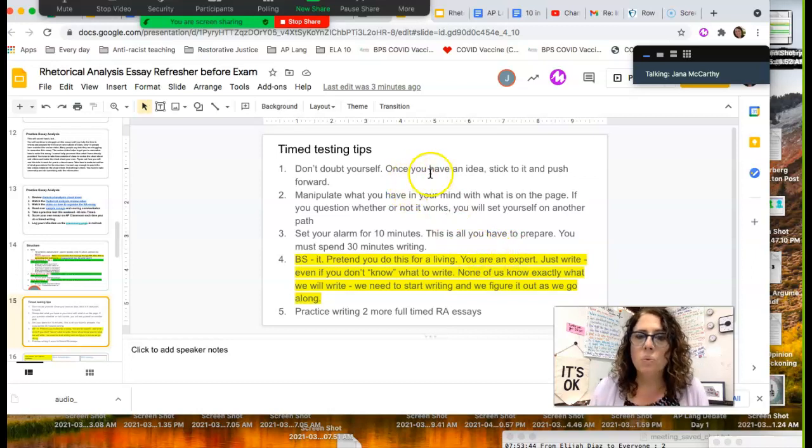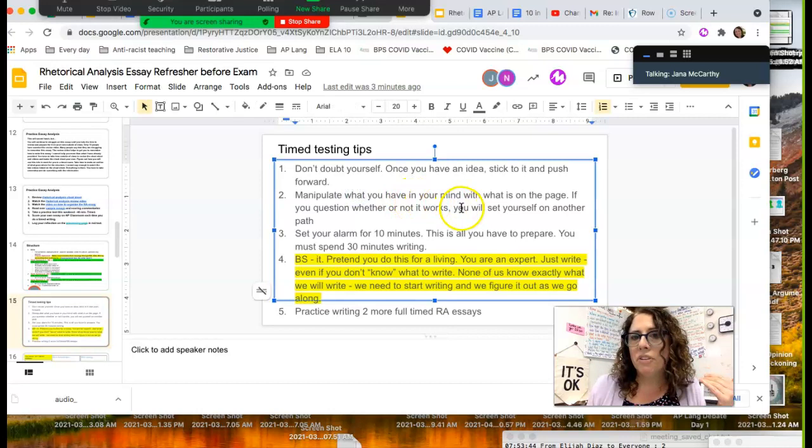Part of this is once you have an idea, don't doubt yourself. She kept stopping herself. Just keep going. Manipulate what you have in your mind to make it work. Like I said, she was thinking of something that was more text analysis. Fine, manipulate it back to what you know that a synonym can do.